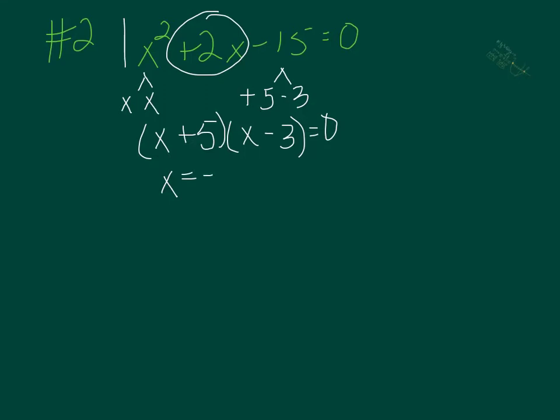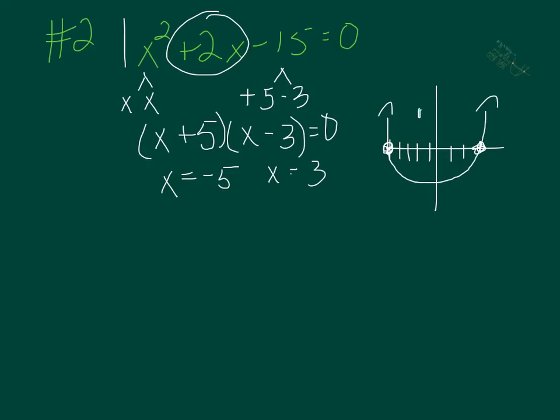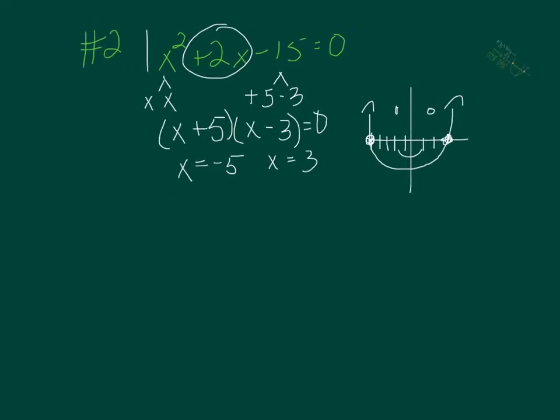Solutions, just flip your signs, negative 5 and positive 3. Again, the parabola would cross at negative 5 and positive 3. Look at that. You can even give it a little face, make it happy. It's a happy parabola. Oh, it's cute. Okay, let's kick it up a notch. Let's do something just a little bit trickier.